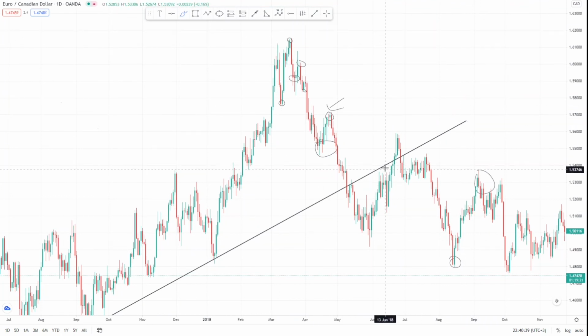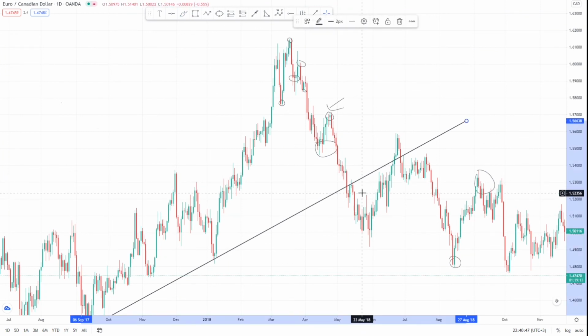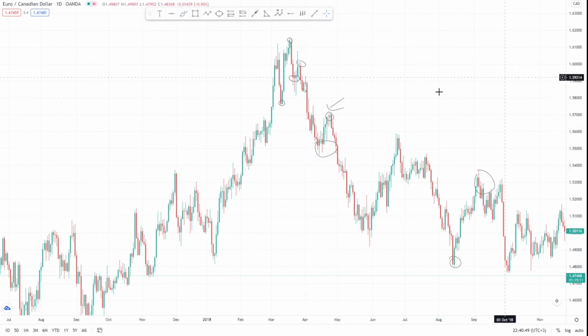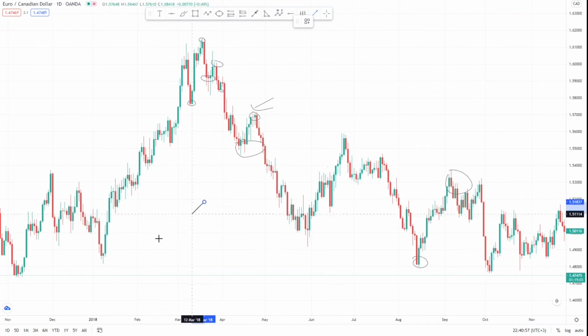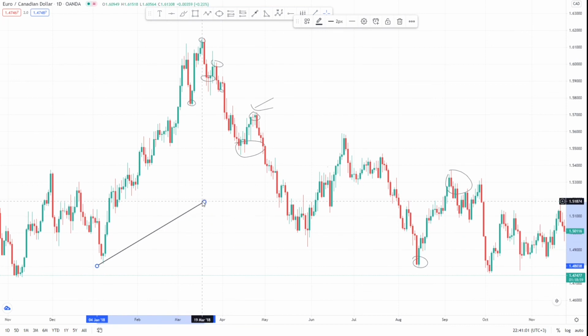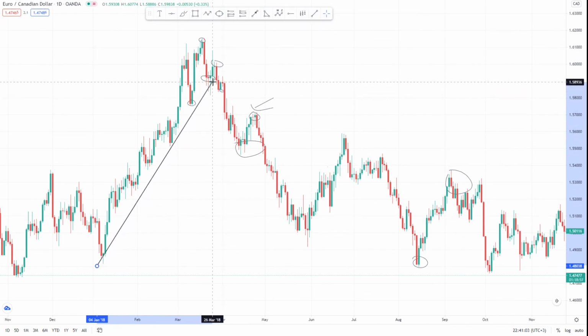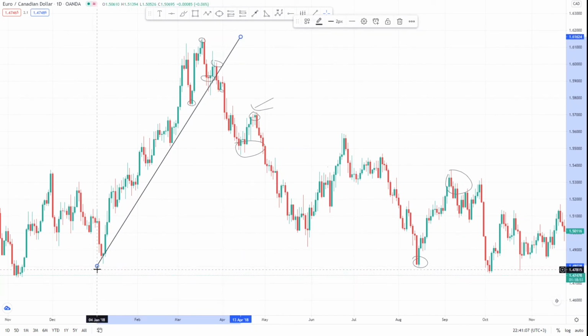When it comes to this situation, I'd actually try to look at my chart. Okay, and you should know that you shouldn't force your trend lines, right? If your trend line is not proper, do not force it.